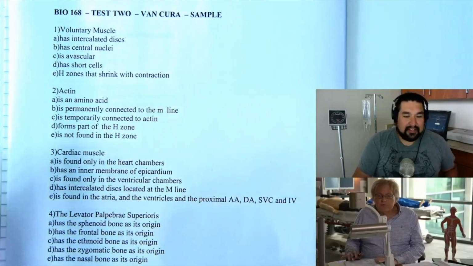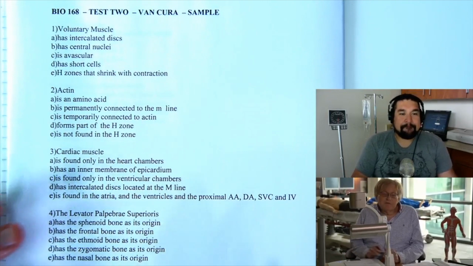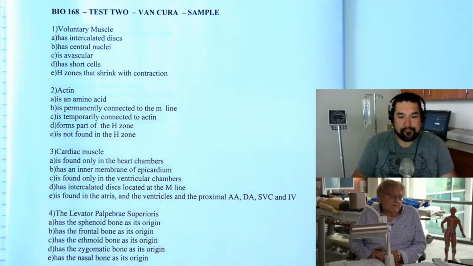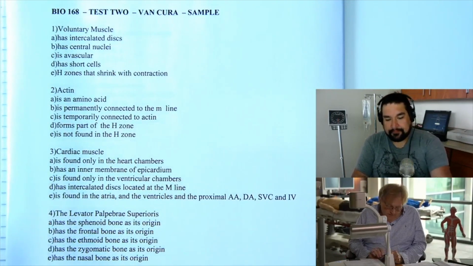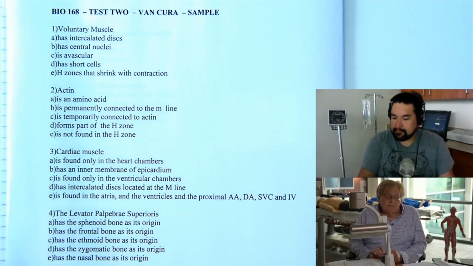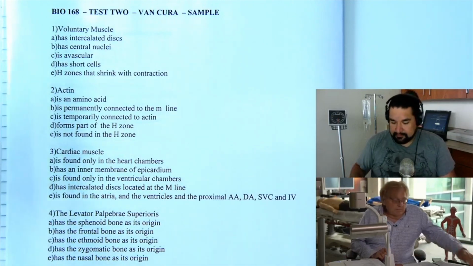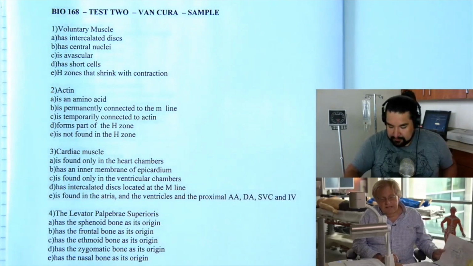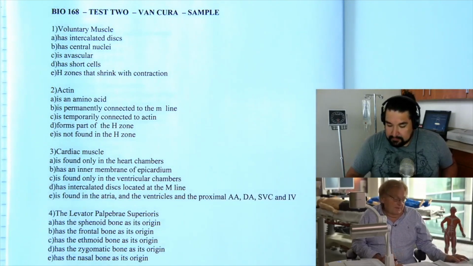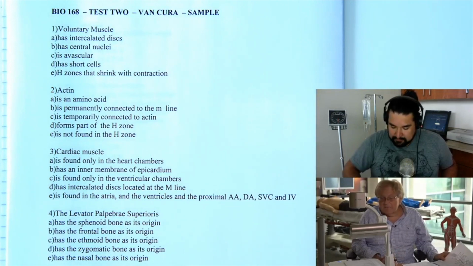All right, we're going to review a sample test. I think the one thing you really want to do is go to your textbook and look at page 128. On page 128, you're going to see a diagram of a sarcomere and the sliding filament theory. You should also look at pages 137 and 138, because I call that the muscle man.